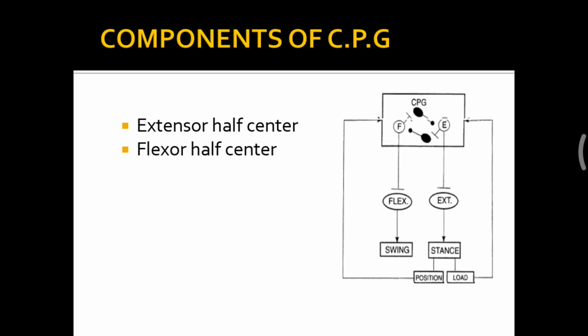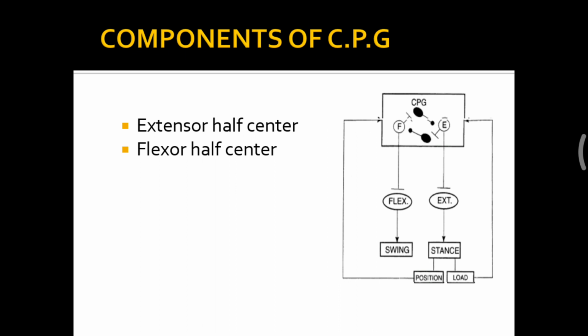Now, what are the components of this CPG? You can see in the picture that the top portion shows a cut section of the spinal cord, and the schematic diagram of it, where you have a central pattern generator, a flexor group of neurons and an extensor group of neurons, and in between you have two interneurons which connect the flexor and extensor neurons. So let's look into what happens. The first is an extensor half center.